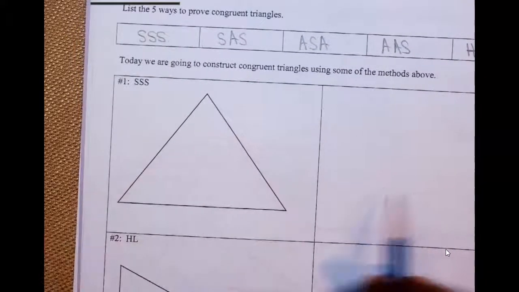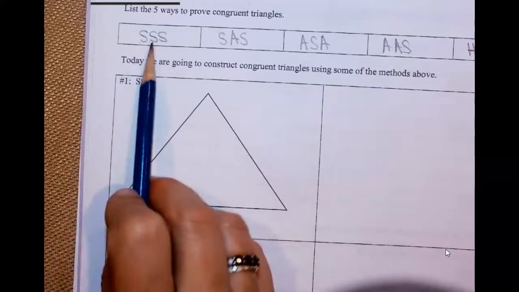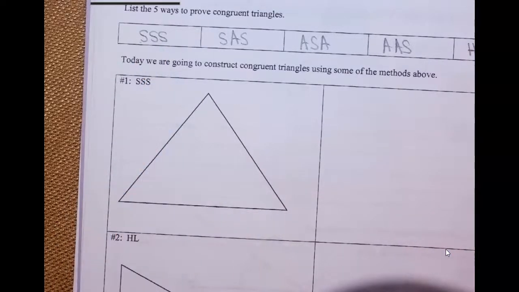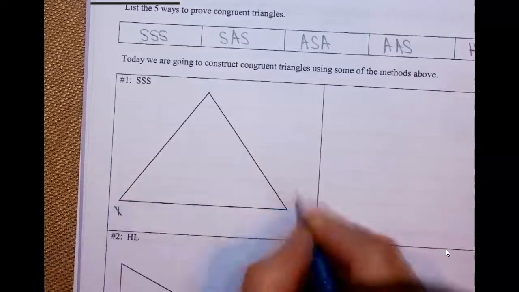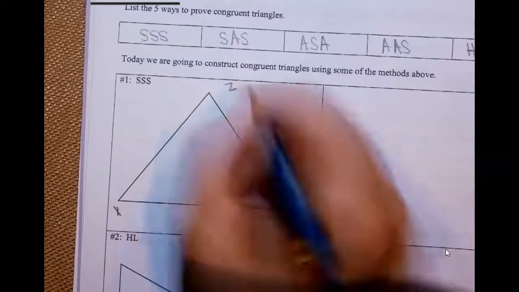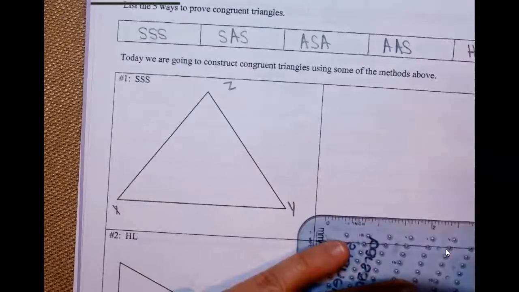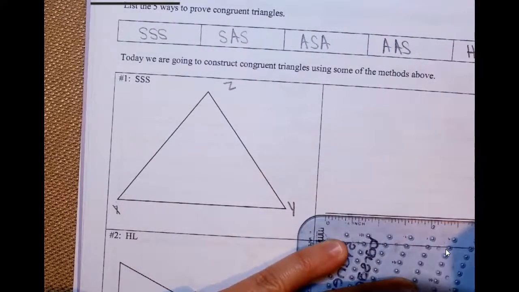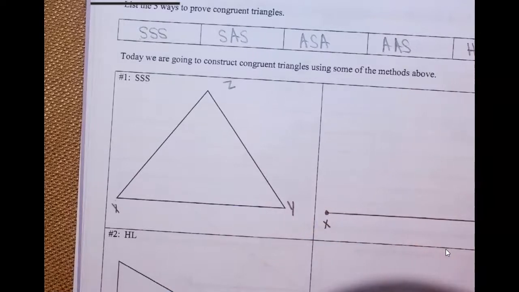So this first one, I want to copy this triangle, I want to place it here, and I want to do it by copying the 3 sides. I'm going to label this triangle X, Y, and Z. So first thing I want to do is copy segment XY. So we're going to come over here. This is point X, and we're using that skill that we did on the front side.